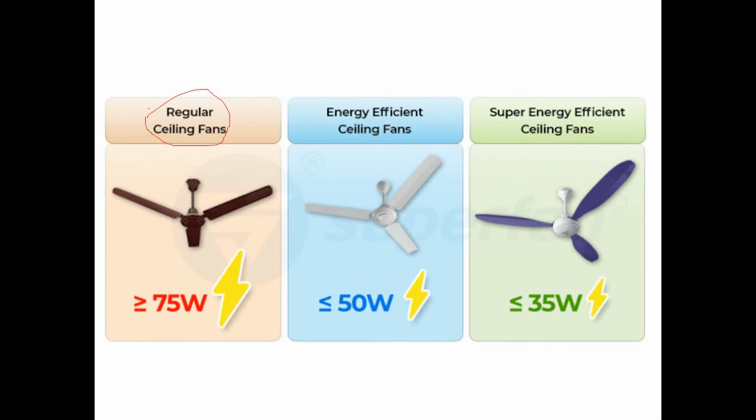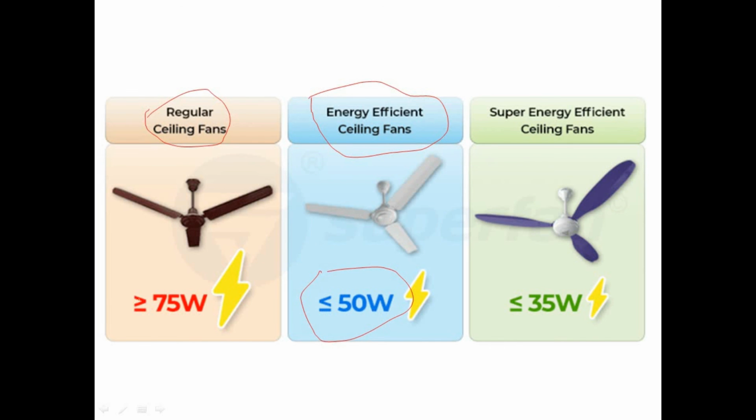This picture shows different types of ceiling fan. The first shown is the regular ceiling fan, which is the normal ceiling fan which consumes power greater than 75 watts. If you see the energy efficient ceiling fan, the power consumption is less than 50 watts. That is because of using a good quality core and more number of copper conductors.